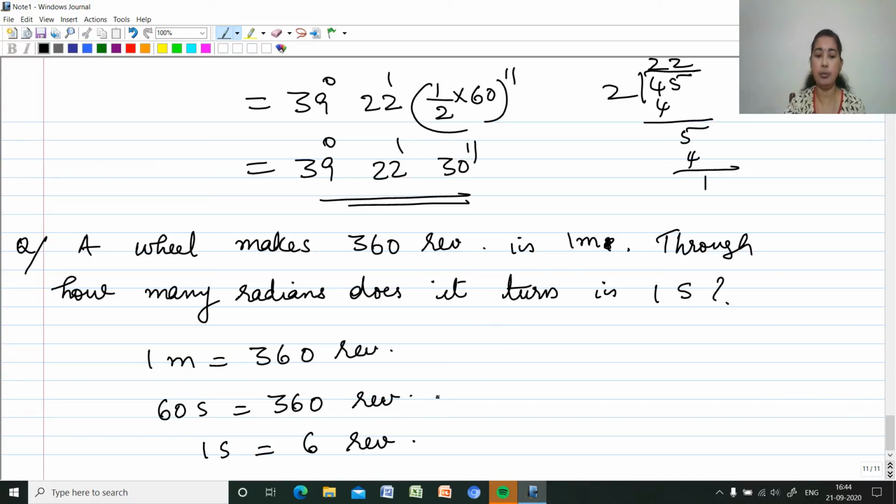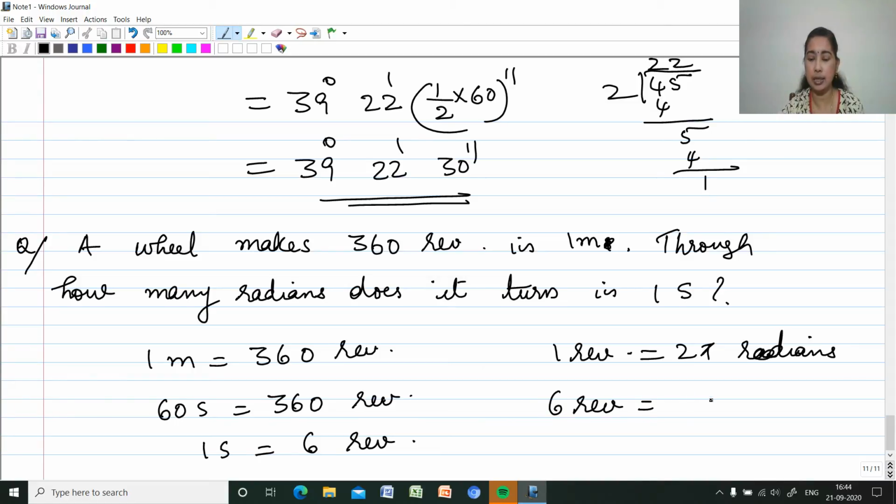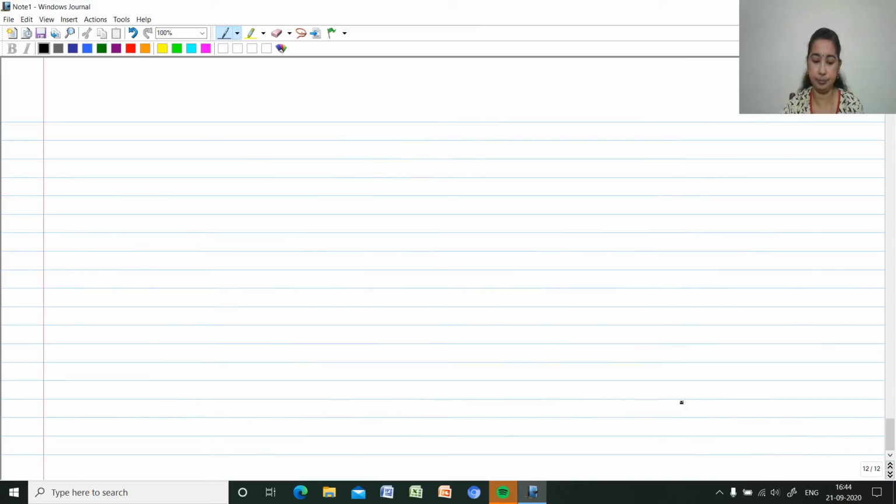And it is asked how many radians. 6 revolutions. 1 revolution means 2 pi radians, because 1 revolution means 360 degrees, and 360 degrees is the same as 2 pi radians. So 6 revolutions is equal to 2 pi into 6, which is equal to 12 pi radians.